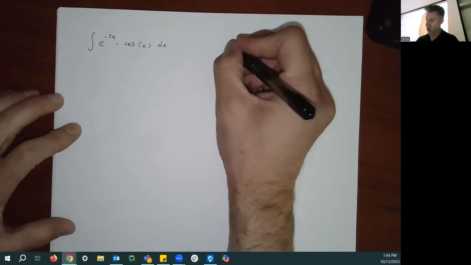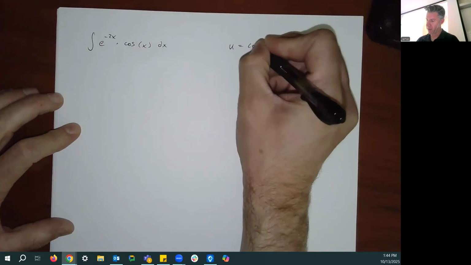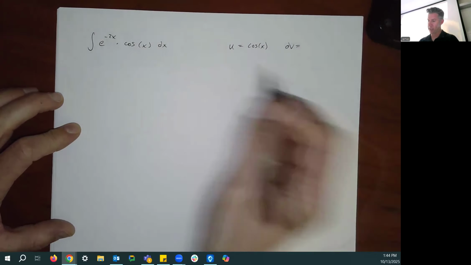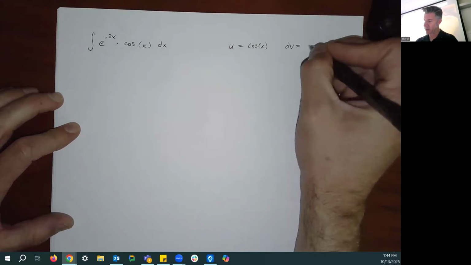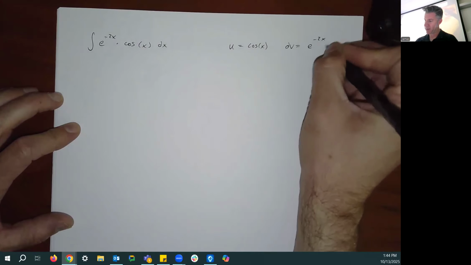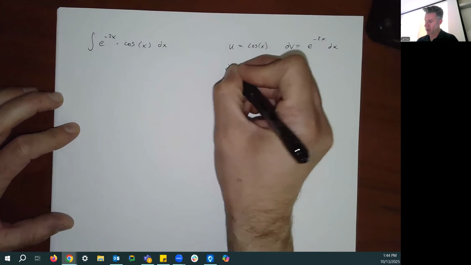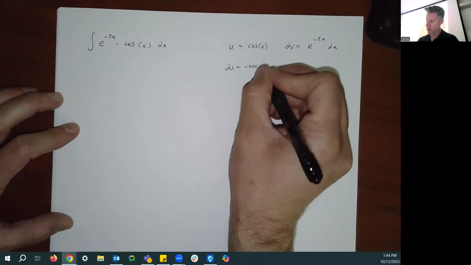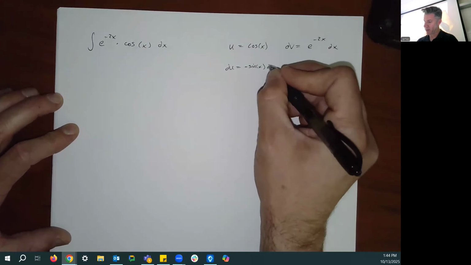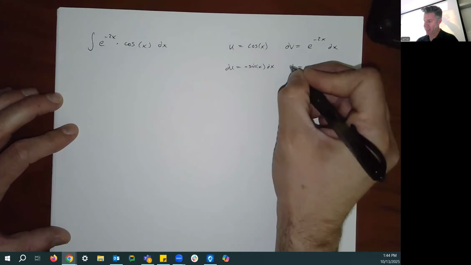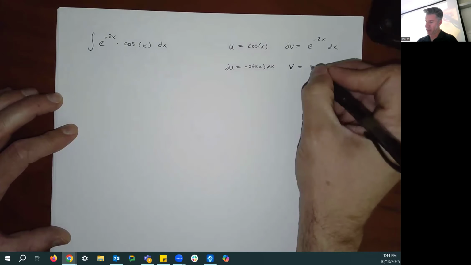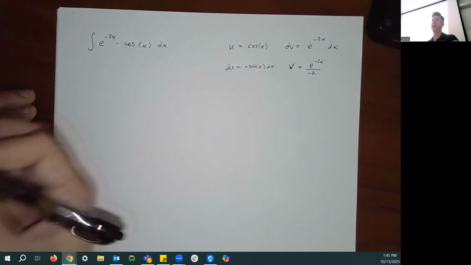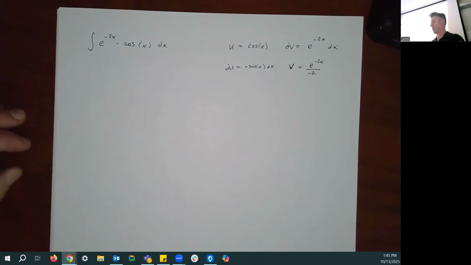So we're going to let u equal the trigonometric function part, cosine of x, and our dv is going to be the rest, which is e to the negative 2x times dx. Our du is going to be the derivative of cosine, which is negative sine of x, multiplied by dx. Our v is the antiderivative of e to the negative 2x, which is e to the negative 2x divided by negative 2. Or if you prefer writing it as times negative 1/2, that's probably what I would actually write.